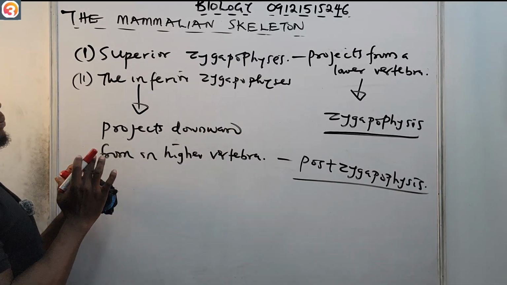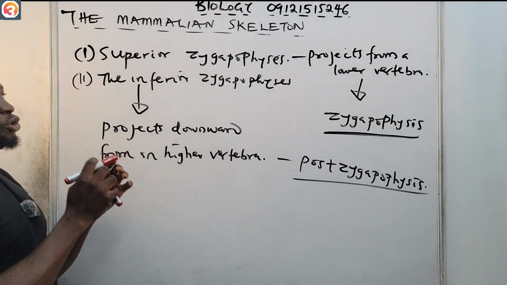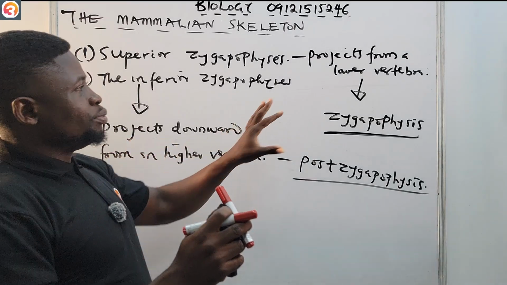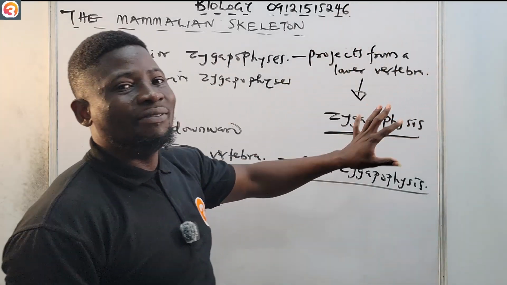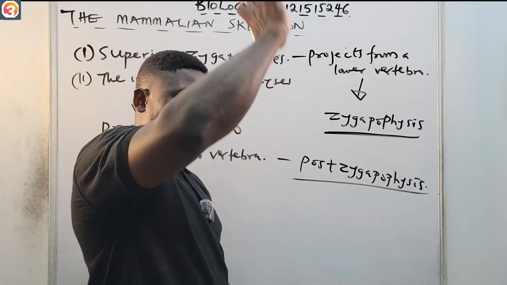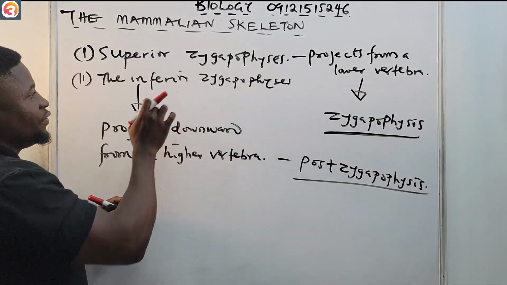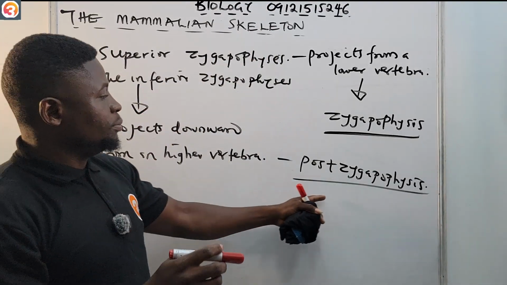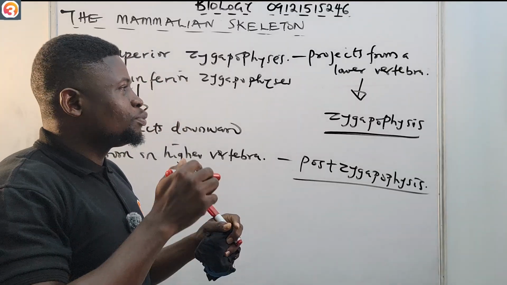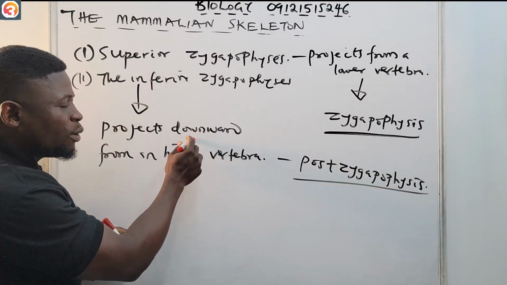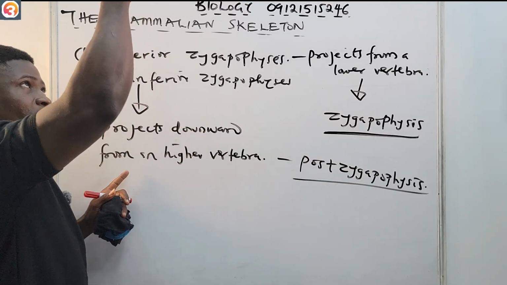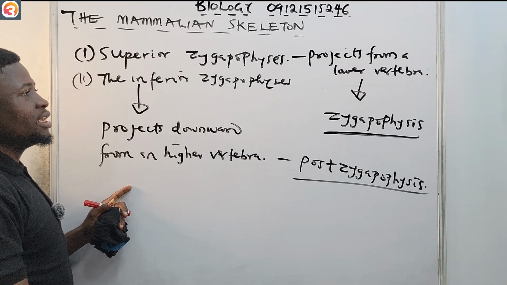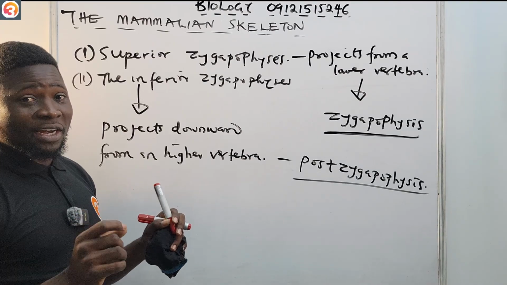So these are the two types of zygapophysis that we have. The superior zygapophysis projects upwards from a lower vertebra. While the inferior zygapophysis, also called the post-zygapophysis, projects downward from a higher vertebra. Please take note of that. They are very, very important.